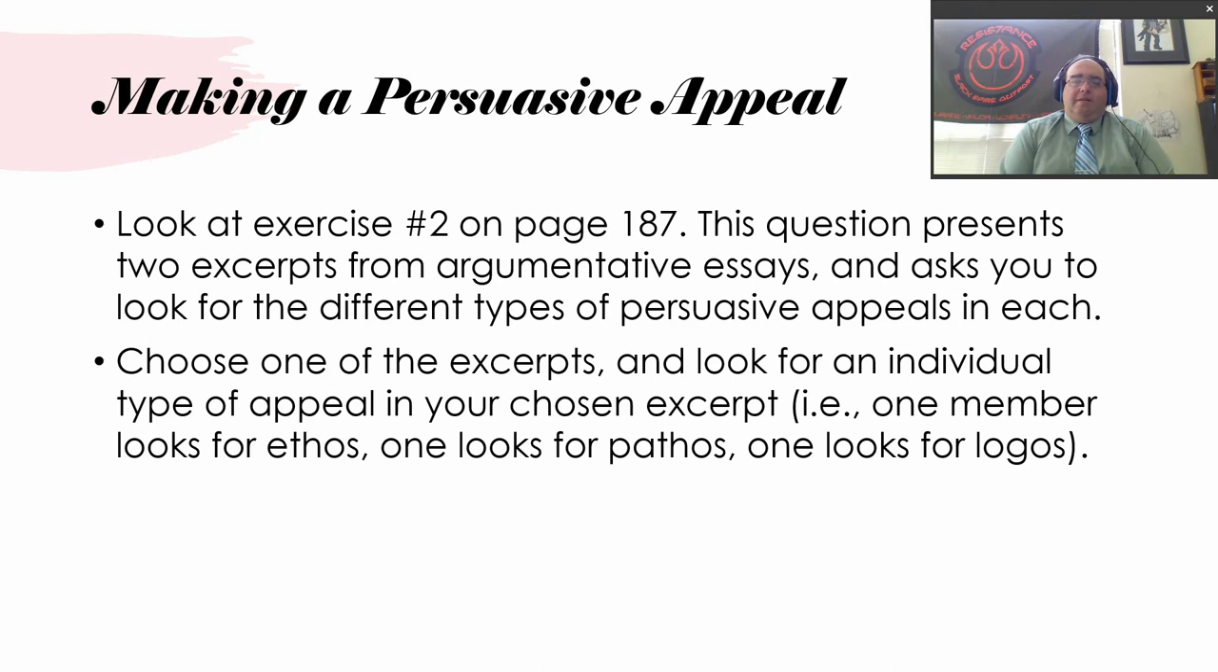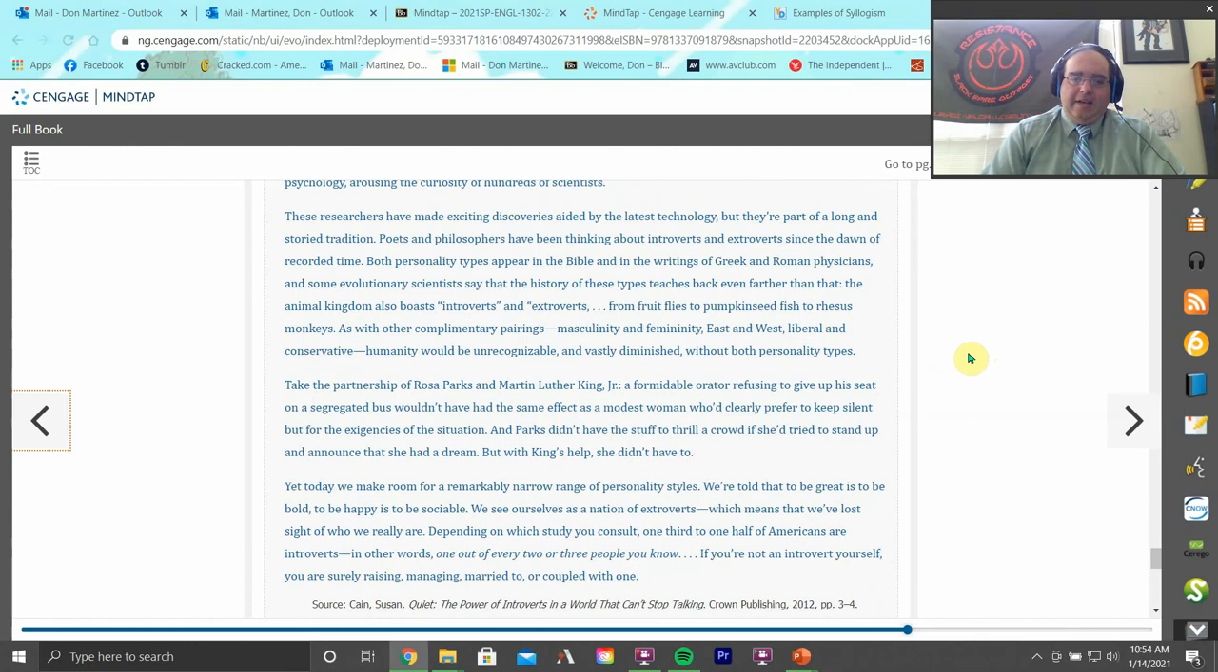I want you to choose one of the excerpts and look for an individual type of appeal in your chosen excerpt. So look for ethos, pathos, or logos. Okay. When you find it, put down in your reply what part of the article you found it in, what part of the excerpt it was present at. Okay? So pretty much just directly quote the line where you found that appeal. So let's take a look at the 2 excerpts, okay? So the first one is from Susan Cain, an excerpt from a book titled Quiet, The Power of Introverts in a World That Can't Stop Talking.